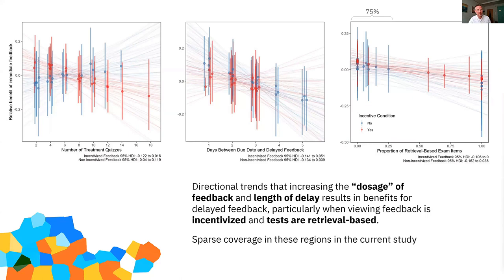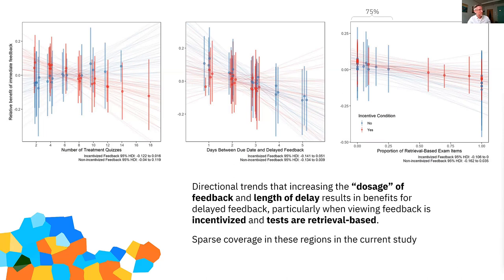So on the left graph, you see on the x-axis the number of treatment quizzes, and on the y-axis you see the benefit of immediate feedback. So if it's positive, benefit toward immediate feedback. If it's negative, benefit toward delayed feedback. And what you can see is that in situations where there were incentives, sorry, I said it backwards with the red and blue, didn't I? So red lines are incentives and blue lines are no incentives.